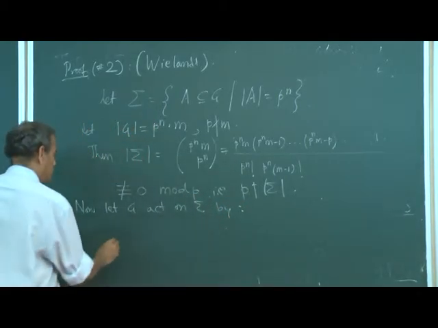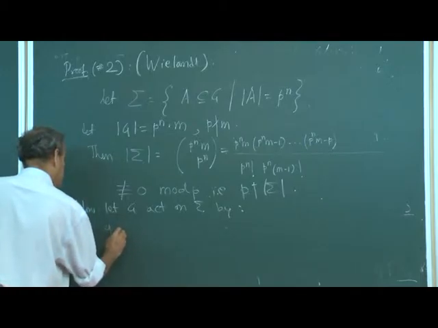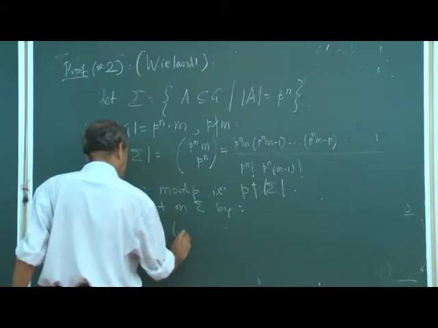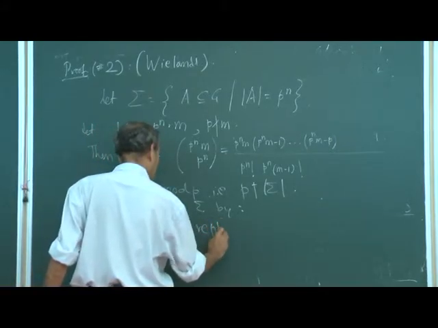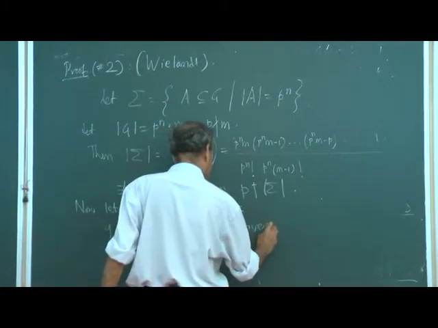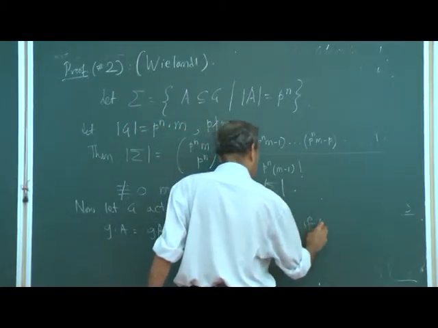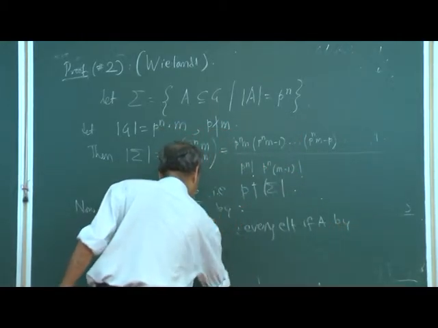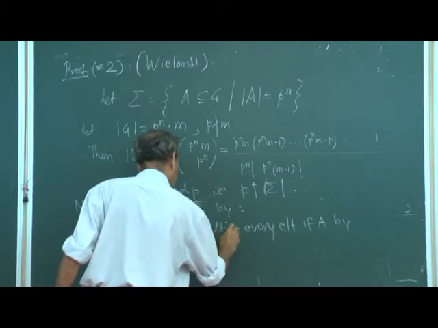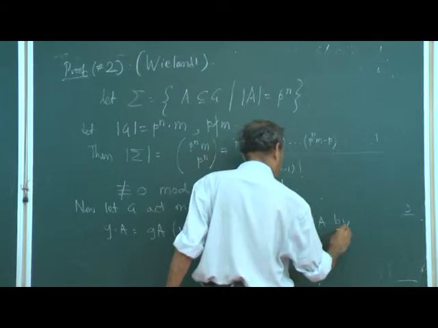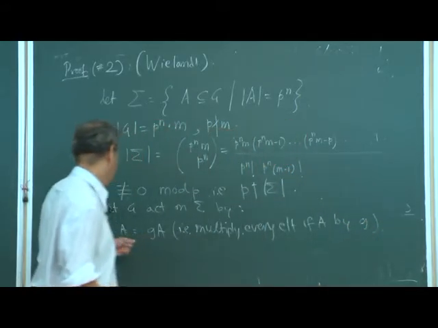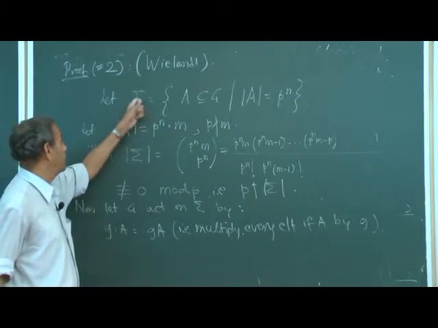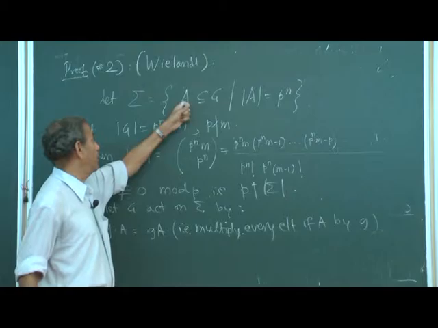Now, let G act on sigma by the rule G into A is equal to GA. That is, multiply every element of A by G.